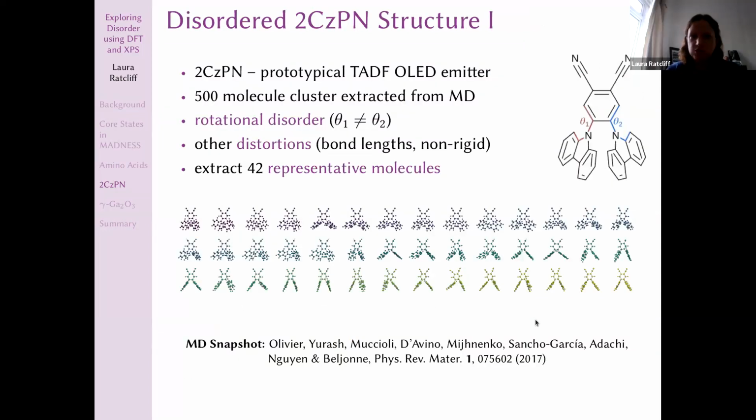So we looked at a structure of 2CZPN, starting from a molecular dynamics generated structure. This structure has a lot of disorder in it, both rotational disorder, so these two angles are not necessarily equal, coming from this MD trajectory. We also have other distortions, so our bond lengths are distorted or have some disorder in them. These different subfragments, as we refer to them, have some non-rigidity effects. So there are various things that might affect both the valence XPS and the core XPS results. So rather than trying to calculate all 500 of the molecules, we defined a way to extract 42 representative molecules. You can see these 42 molecules we're looking at, and the different variations in the angle, including cases where the angles are not the same. So this is the subset of molecules we're looking at to understand the disorder.